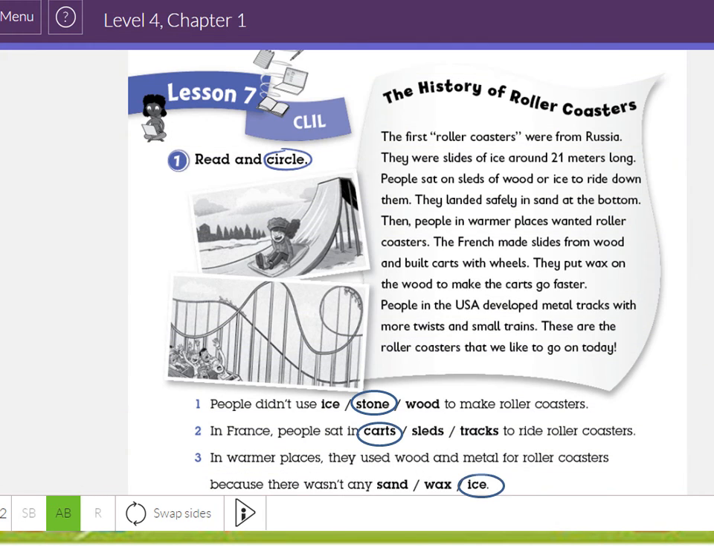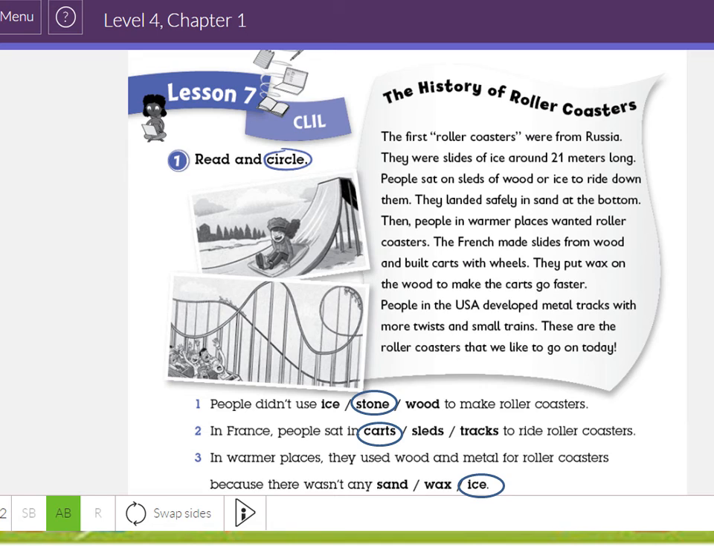Okay, now let's see our activity book on page 12. Let's read the story. The title is The History of Roller Coasters. I will read it for you. The first roller coasters were from Russia. They were slides of ice around 21 meters long. People sat on sleds of wood or ice to ride down them. They landed safely in sand at the bottom.